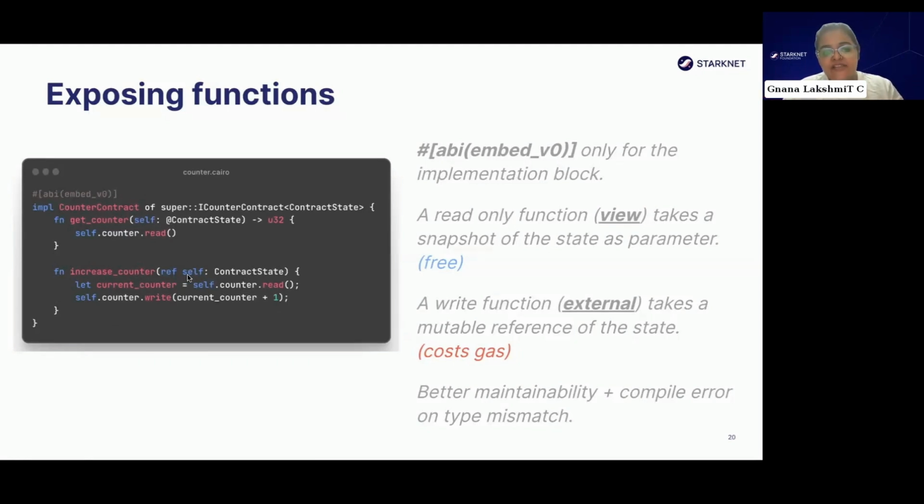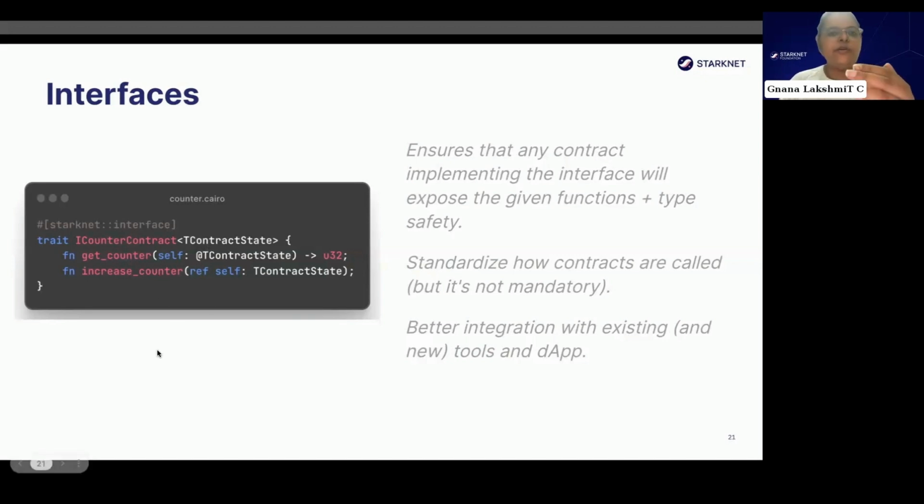Why do we have this syntax? Because it is for better maintainability, and you get a compiler error on type mismatch. Plus, it is important because you deal with a lot of state changes in blockchain in general. You see a lot of hacks happen because there isn't proper access control, or there is a lack of understanding of which part of code can access which other part of code, right? So this gives you a better understanding of what is read only, what is external or write, and things like that.